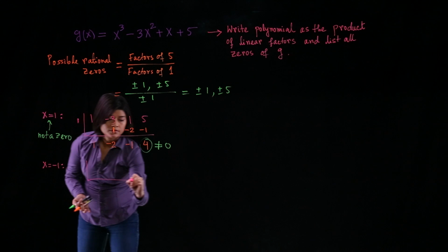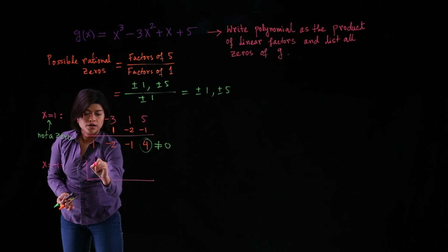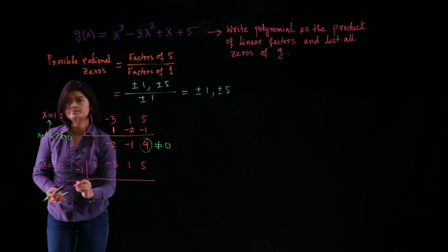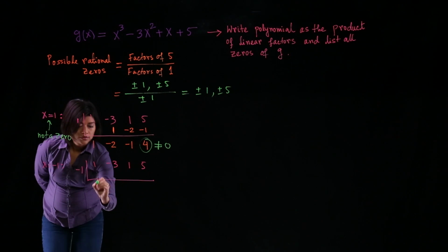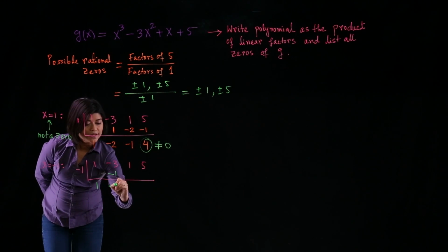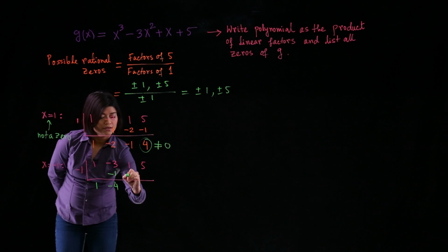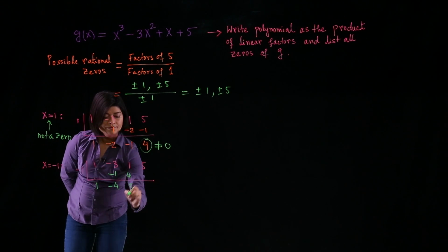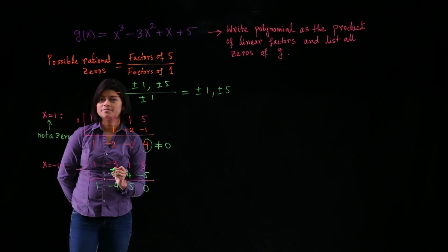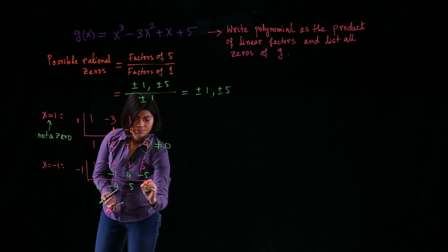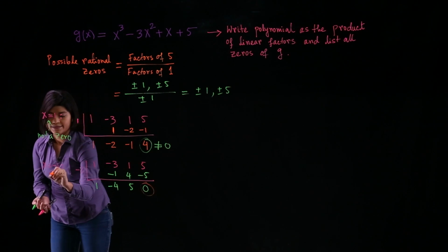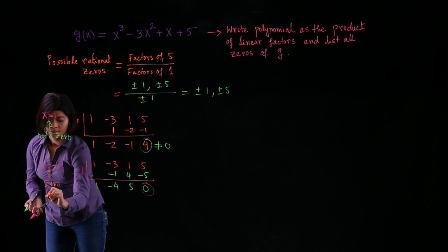Okay, so we take the coefficients again, 1, negative 3, 1, and 5. And this time we use negative 1. So bring down 1. 1 times negative 1 is negative 1. Add with negative 3, you get negative 4. Negative 4 times negative 1 is 4. 4 plus 1 is 5. 5 times negative 1 is negative 5. And when you add with 5, you do get a 0. So there you go. We have found one 0, and that's x equals negative 1. So this is a 0 of g.